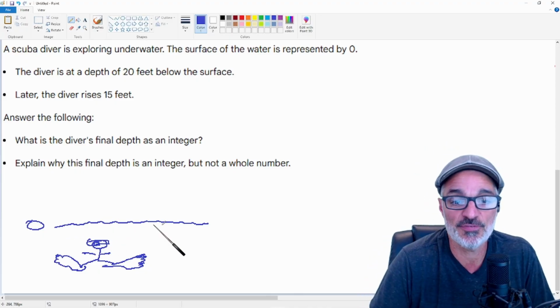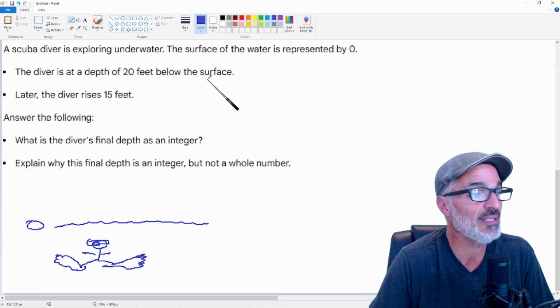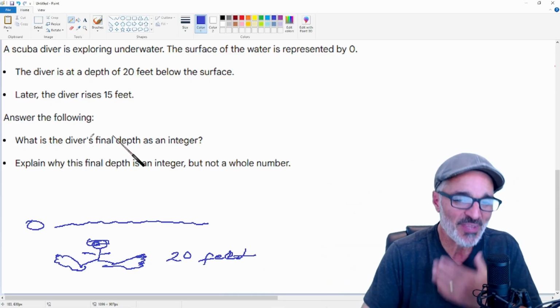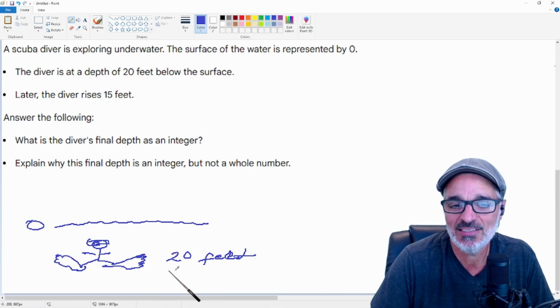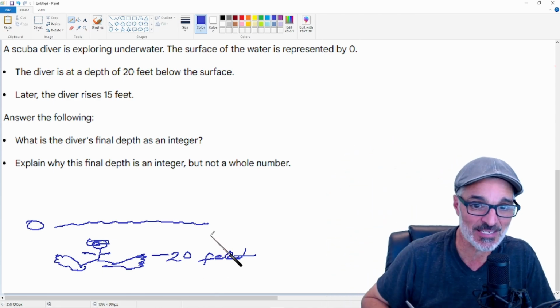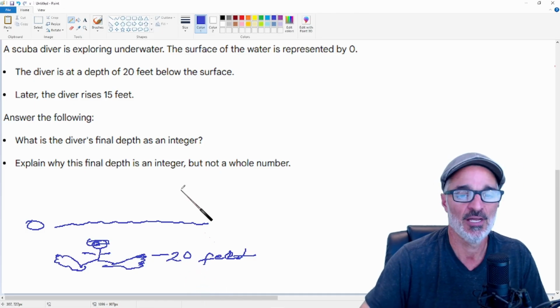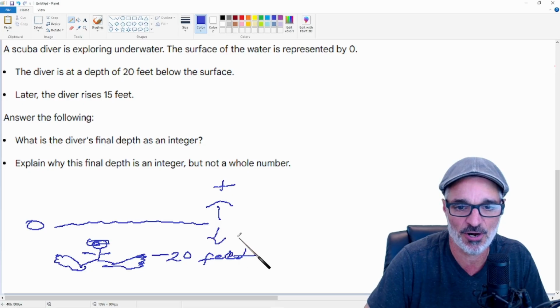And the surface of the water is 0. The diver is at a depth of 20 feet below the surface. So he's here, 20 feet below. So if this is 0 and he's below, mathematically, that 20 would be a negative number, because amounts less than 0 are negative. Okay, so he's at minus 20 feet. Remember, all numbers here are positive and all numbers here are negative.